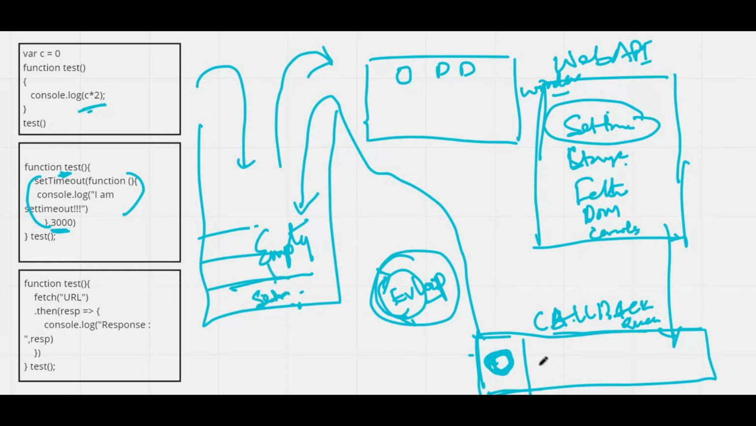If you have multiple set timeouts, multiple DOM events, other than the fetch, which we'll discuss later, they are waiting in the callback queue, so everything will be executed according to sequence. This is how this function will be executed.